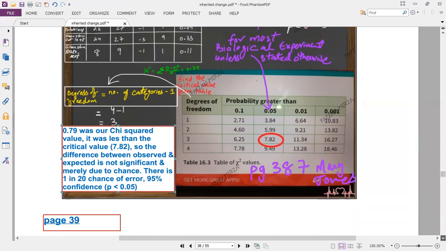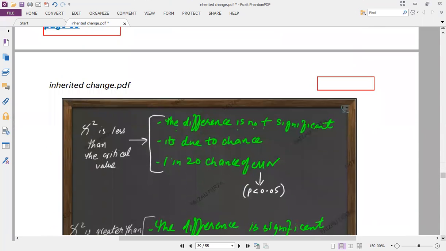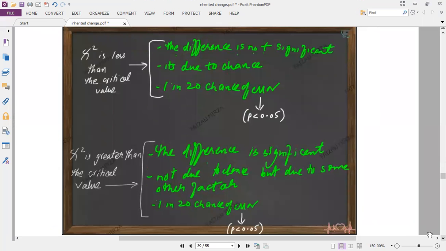Whenever we are using chi-squared, or a statistical test such as this, this is the conclusion that we are aiming at. If chi-squared is less than the critical value, the difference between observed and expected is not significant. It is due to chance, with a 1 in 20 chance of error, because P is less than 0.05. If the chi-squared value is greater than the critical value, the difference between observed and expected is significant and not due to chance, but due to some other factor. And again, there will be a 1 in 20 chance of error. So this is what the chi-square test is all about.